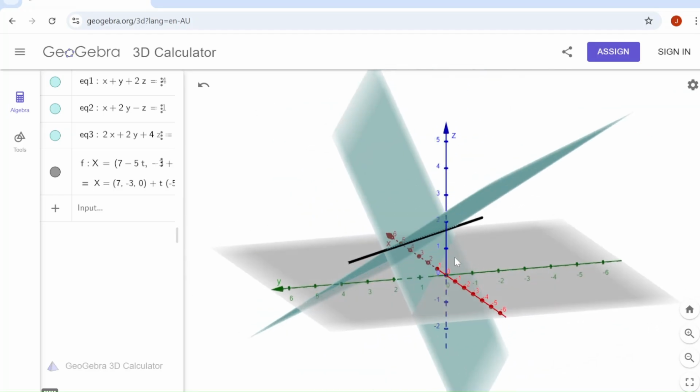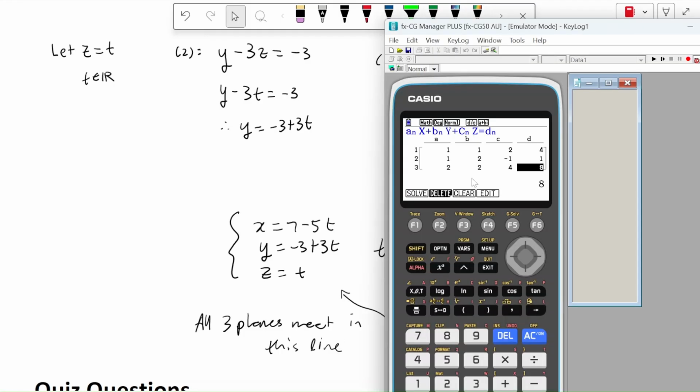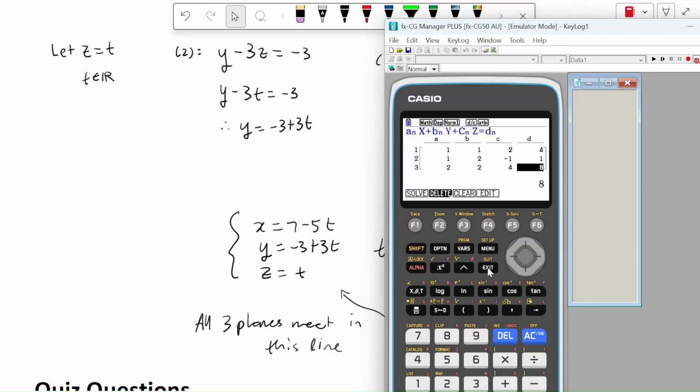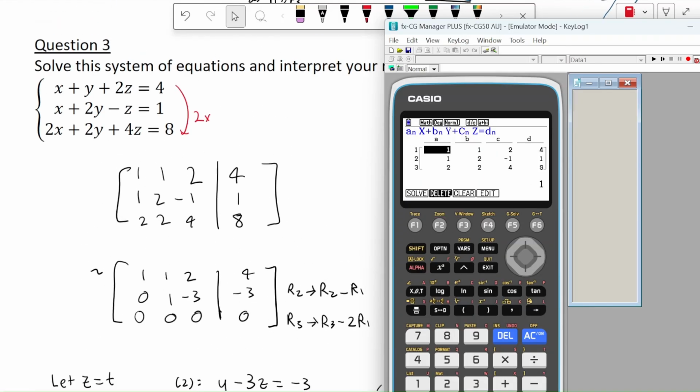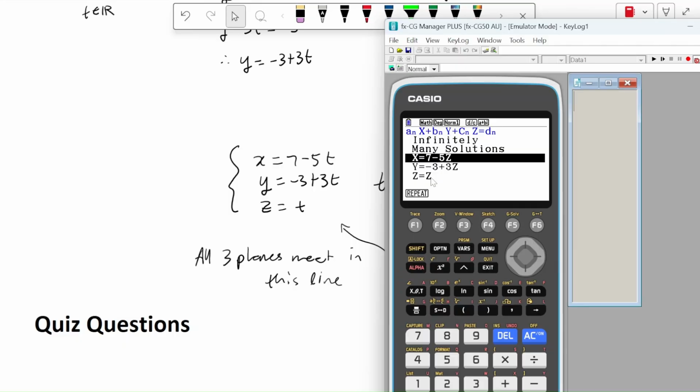Wonderful stuff. All right, the other thing you can do is just check on your calculator. So if you put all that into equation mode, so that was just equation simultaneous 3 by 3, enter all the coefficients from there, you should get this as your solution. Now your calculator uses z instead of t, but it's the same sort of thing we just worked out there.